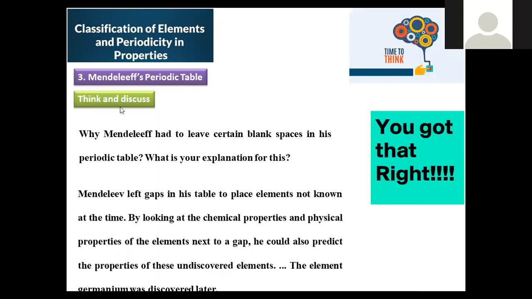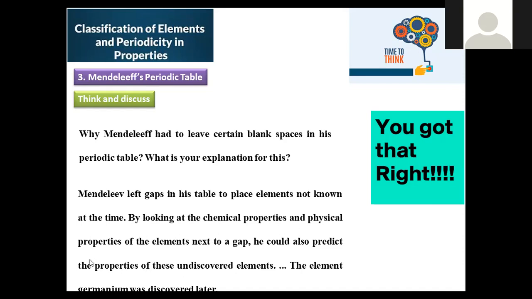Here some think and discuss kind of questions are given to us. Why did Mendeleeff have to leave certain blank spaces in the periodic table? What is your explanation for this? Why did he keep some empty spaces in the periodic table? Mendeleeff left some gaps in his periodic table because all the elements were not discovered yet. In future, new elements would be discovered, so that they could be placed in the proper places in accordance with their atomic mass and also with their property resemblance in the different groups.